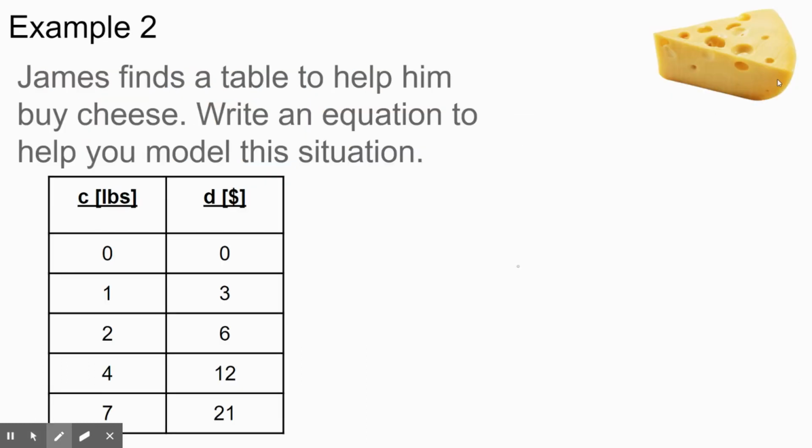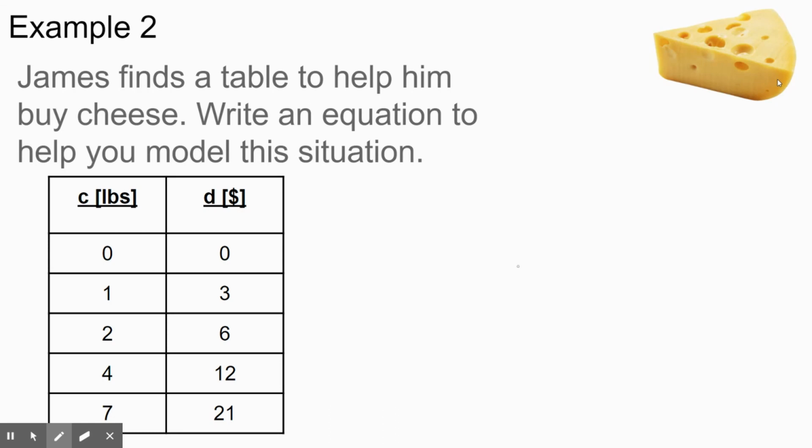So now that you've completed that first you-do, let's look at a different example. This time, we're starting with the table and we want to make an equation. Specifically, we have James again, who finds a table to help him buy cheese. We're going to write an equation to help us model this situation. So it's a little bit trickier, although if you notice the table is the same as in the you-do problem.